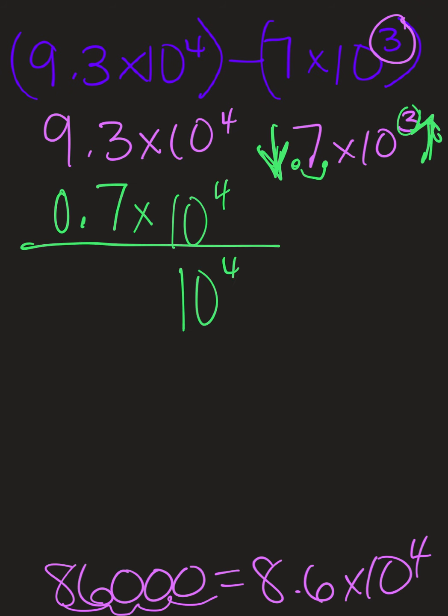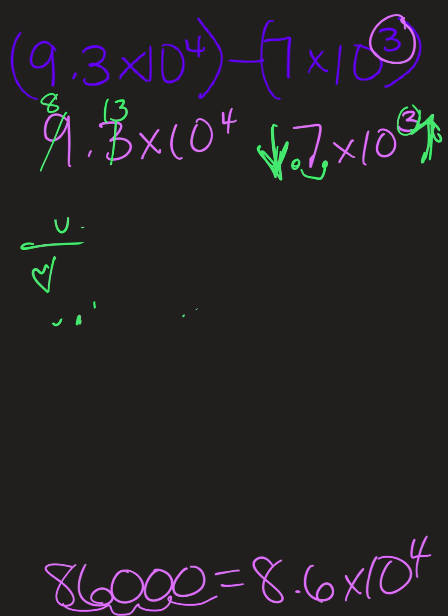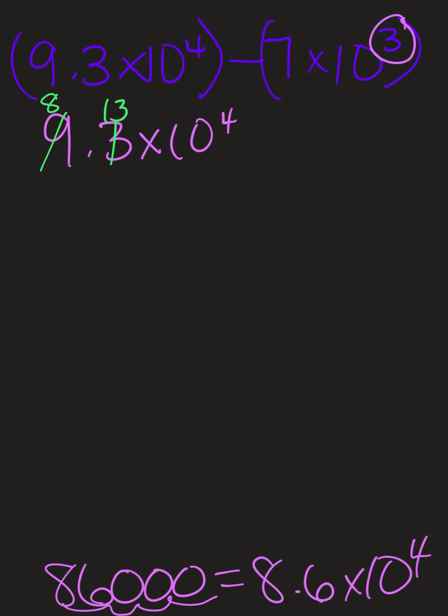I'm going to have 10 to the power of 4 as my base. And 9.3, I'm going to borrow my 8 and 13, 6 and 8, drop my decimal, and it does end up being the same thing as we have here. Okay? The last option, and this is not as recommended, especially with subtraction. With addition, it could be fine, but with subtraction, not necessarily recommended, is to take the larger exponent and change it into the smaller exponent.